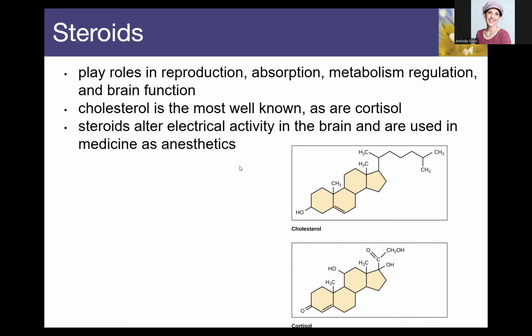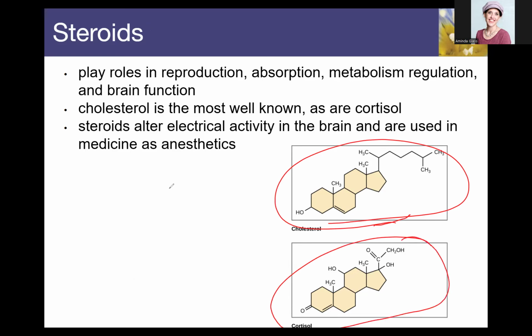So here is cholesterol. We have heard about cholesterol. Whenever you go to the doctor, whenever you're older, they'll measure your cholesterol levels as part of your physical. You get to a certain age where they're like, all right, let's check your blood work and everything. And then this is what cortisol looks like. They're both considered a type of steroid.